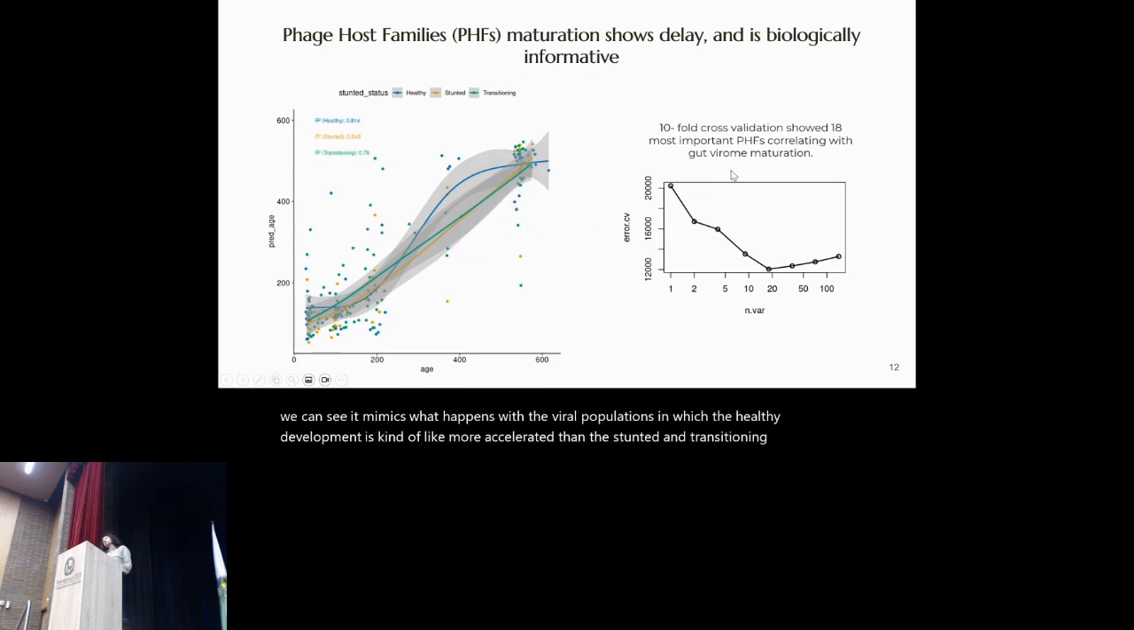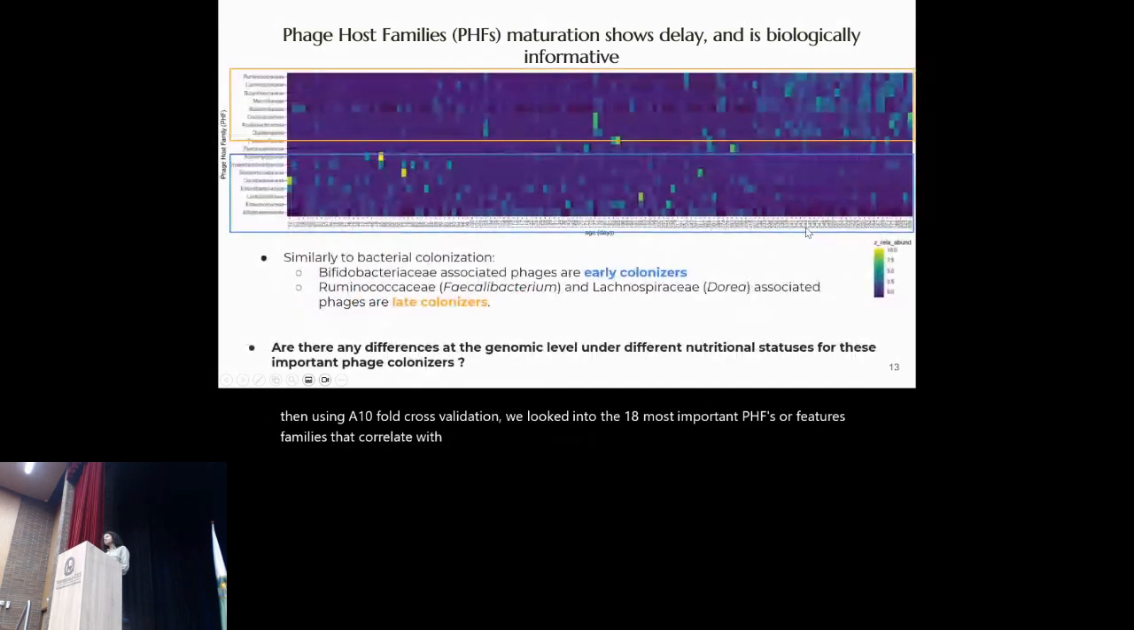Then, using a tenfold cross-validation, we looked into the 18 most important PHFs, or phage host families, that correlate with this gut viral maturation. And then we plotted those among different ages in healthy children. As you can see, we see some patterns of late colonizers, such as these ones in the yellow box, and in the blue box we see the earlier colonizers. This is mirroring what is happening in bacterial colonization models, in which Bifidobacteriaceae are early colonizers, and Faecalibacterium and Dorea are associated with later colonizers, which also associates with changes in the oxygen levels in the gut.